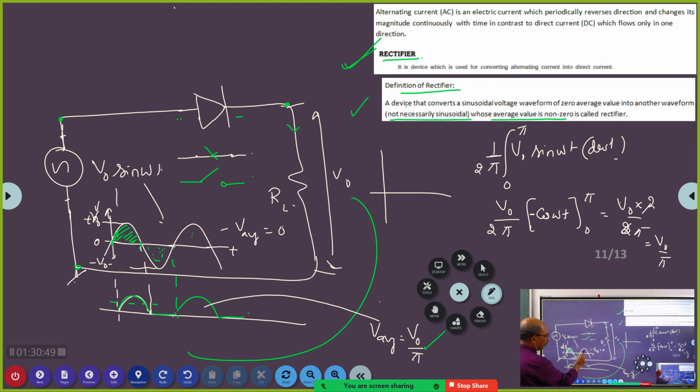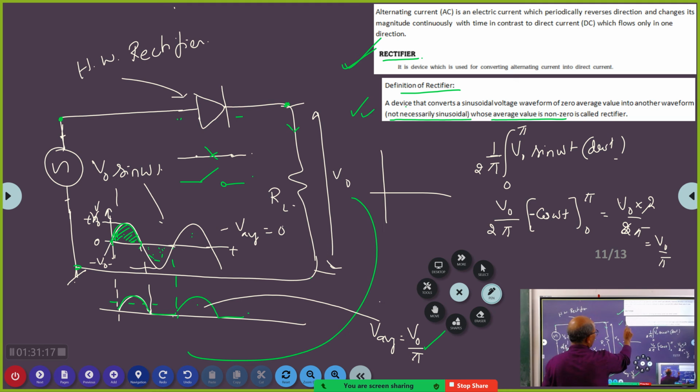So the average value of the input is 0. The average value of output is V naught by pi. Okay? Are you with me, all of you? Yes. So that means now only half of this signal is rectified. The other half is not rectified. So this type of rectification process is called half wave rectifier. Understand? So this device is responsible for this action. I suppose it is clear.